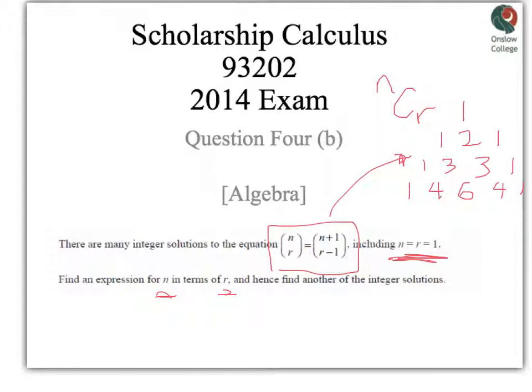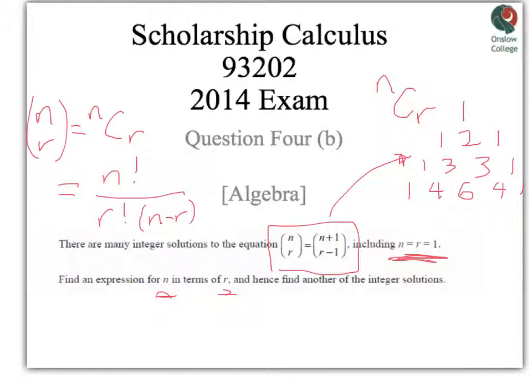What we're going to do is work with the definition of nCr, which is this. nCr, which is how we usually say it, is n factorial divided by r factorial times n minus r factorial. So the first step in solving this problem is just to apply that definition to both sides and have a look at what we get. I'm going to do that on the next slide.